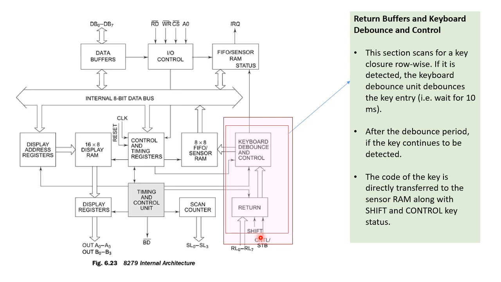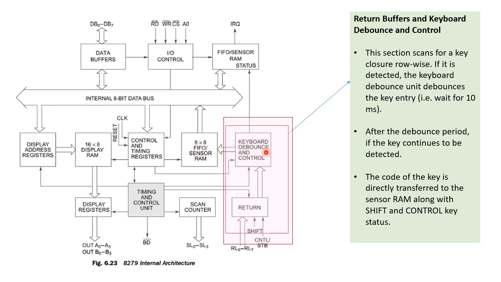The next one is the return buffers and keyboard debounce and control. This section scans for a key closure row wise. That is, it checks whether a key has been pressed or not. If the pressing of a key is detected, the keyboard debounce unit debounces the key entry. That is, it waits for 10 milliseconds. After the debounce period, if the key continues to be detected, the code of the key is directly transferred to the sensor RAM along with the shift and control key status.